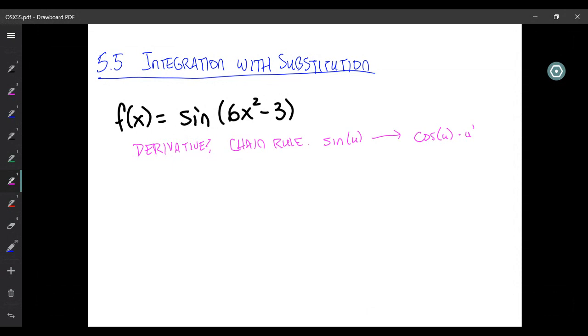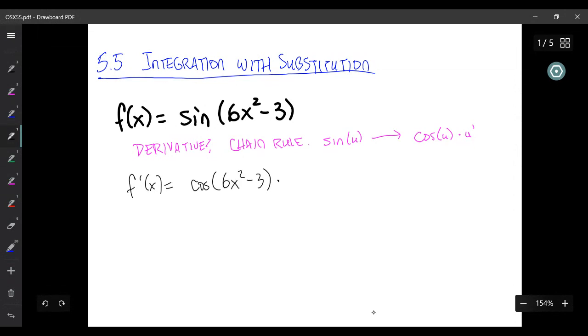All right, so we take the derivative. f prime of x would be cosine of 6x squared minus 3. Right, you leave the inside alone, times the derivative of the inside, which would be 12x.